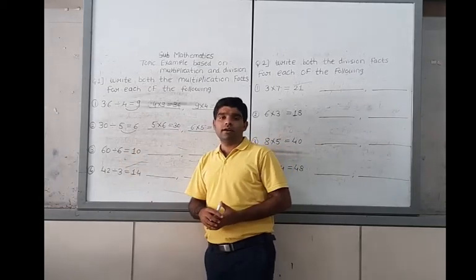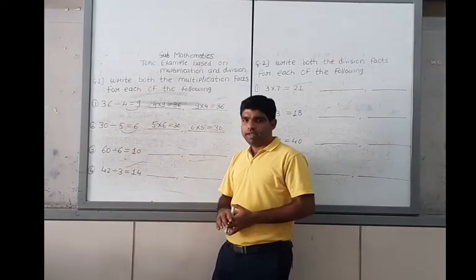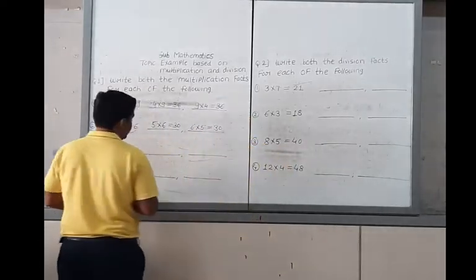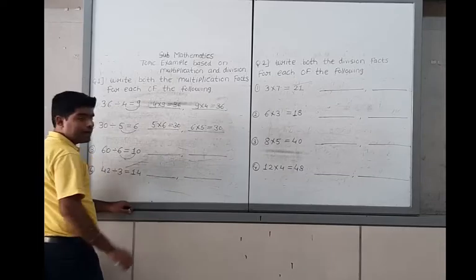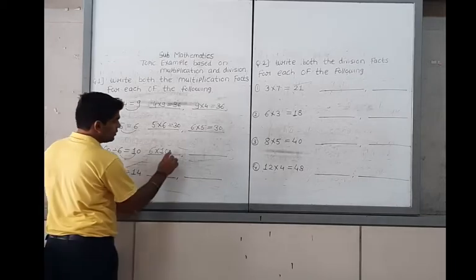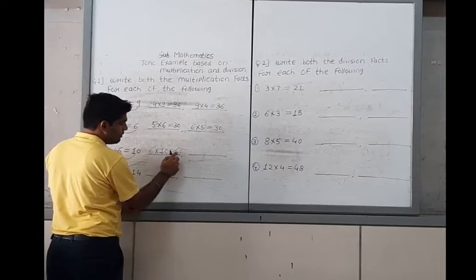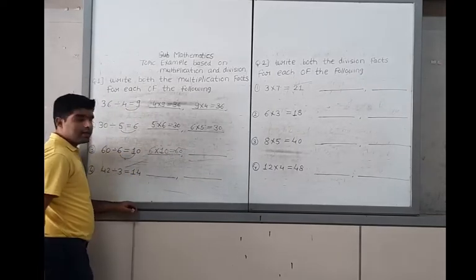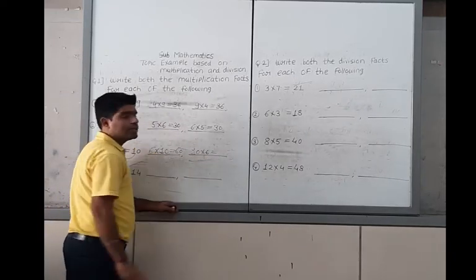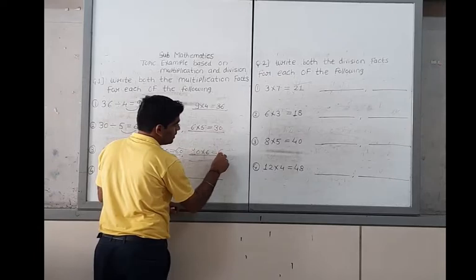Same way we have to solve the third example. This is 60 divided by 6, which is definitely 10, a simple division. Now we have to write down the multiplication facts. Listen here, this is 6 multiplied by 10. 6 multiplied by 10 is equal to what? 60. Because a 0 will come here, and 6 ones are 6. This is 60. Same way, write down 10 multiplied by 6, because in the table of 10, 10 sixes are 60. You have to write down the 60.